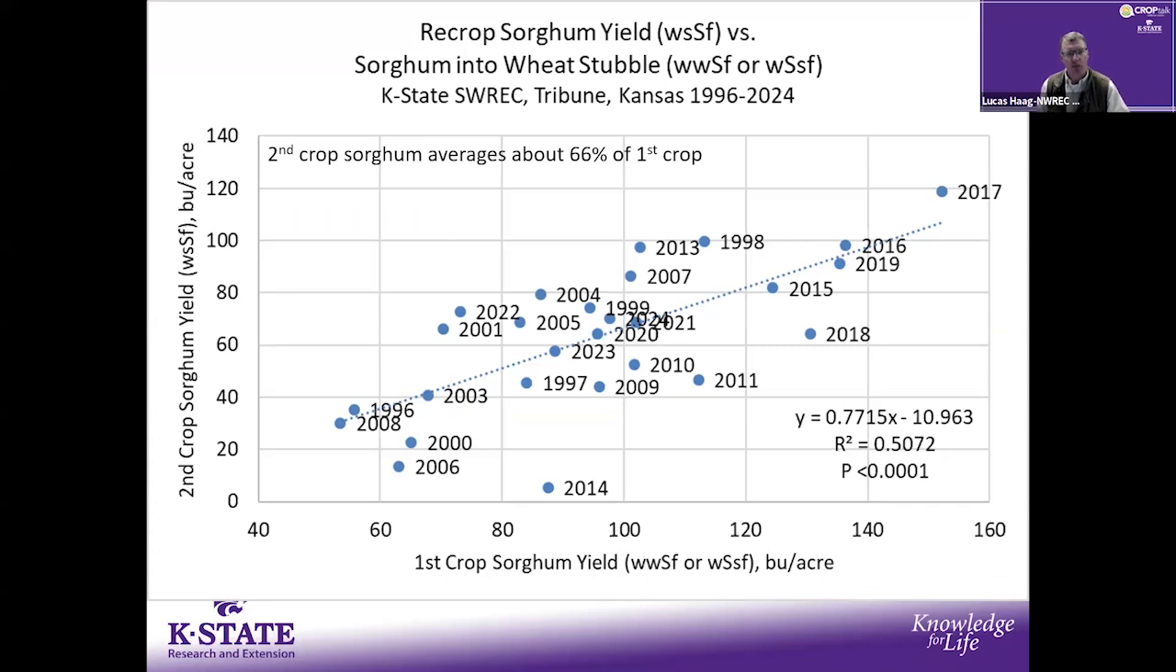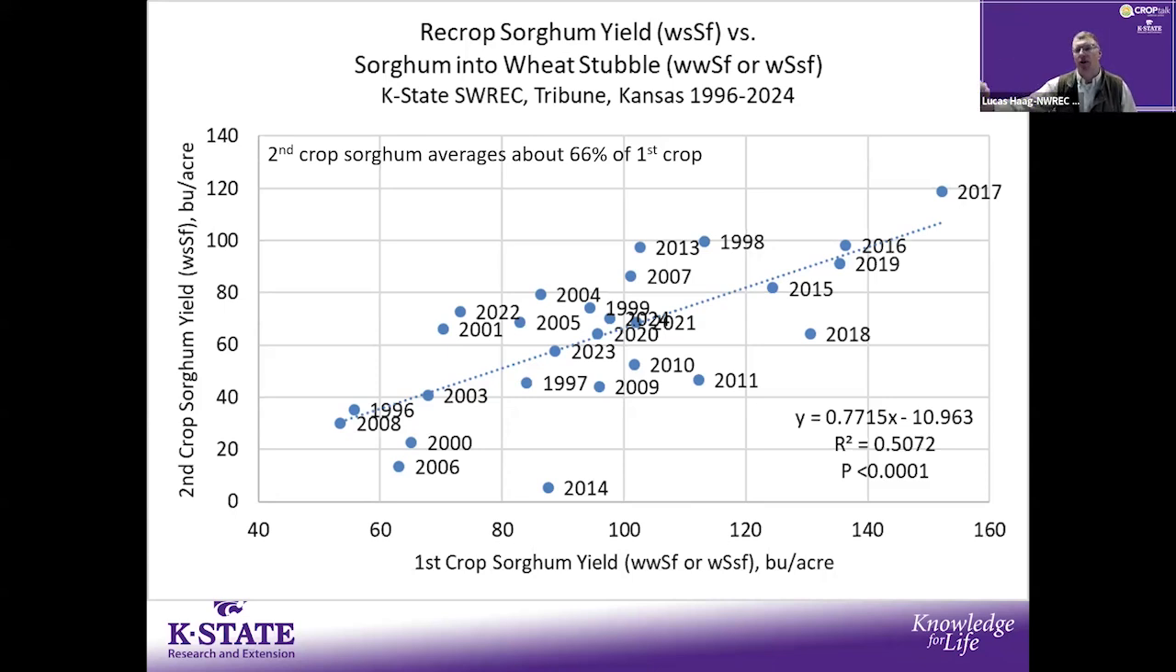Okay, so this is looking at recrop sorghum yields by year. And so what we're looking at on the vertical axis is what did sorghum into sorghum stalks make versus sorghum into wheat stubble, okay? There's obviously a relationship there. We've got some scatter in the data. But again, on average, that recrop sorghum's making about 2/3 of what first crop did. But we certainly had some outliers in there. If you look at 2014, we were cutting 85 bushel sorghum into wheat stubble, and 7 bushel recrop sorghum.